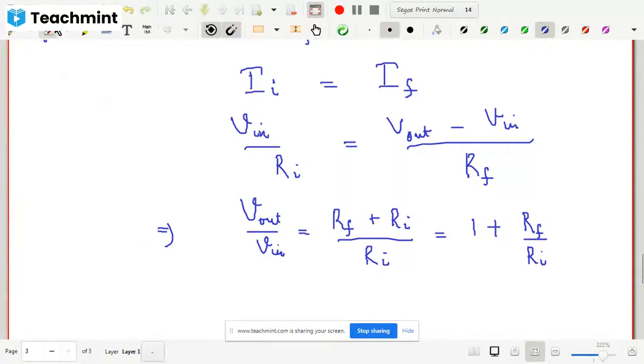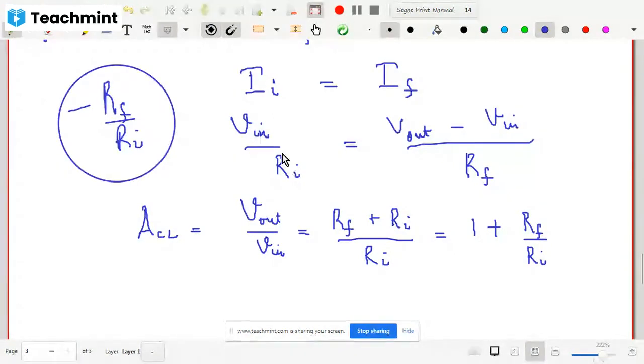ठीक है, ये V out by V in क्या है? ये gain है. ठीक है, so I will write here again, this is my closed loop gain and this is for non-inverting gain. So now inverting gain, it is minus RF divided by Ri. And non-inverting gain, it is 1 plus Rf by Ri. So you need to remember this. Inverting gain we are getting negative, and non-inverting gain we are getting positive. And it is quite obvious also, because here the output signal is in phase with the input signal.